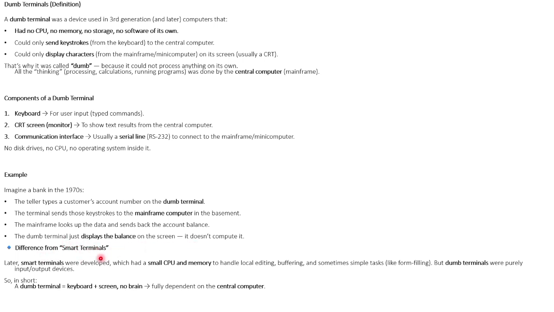Difference from smart terminals: later, smart terminals were developed, which had a small CPU and memory to handle local editing, buffering, and sometimes simple tasks like form filling, but dumb terminals were purely input-output devices. So in short, a dumb terminal equals keyboard plus screen, hence no brain, fully dependent on the central computer. So these are the terms: dumb terminal, terminals and serial lines, which are related to the third generation computer.